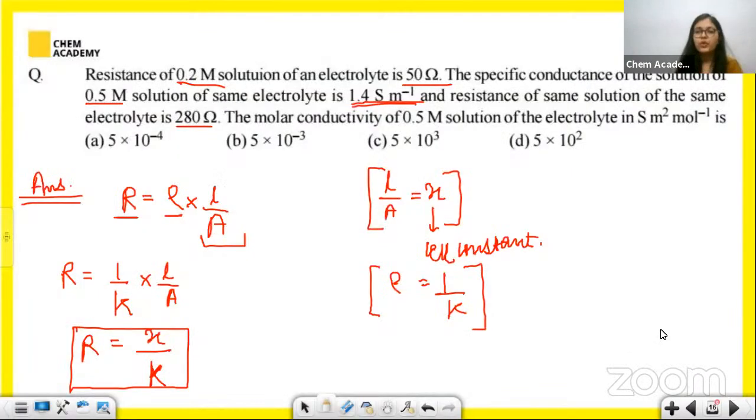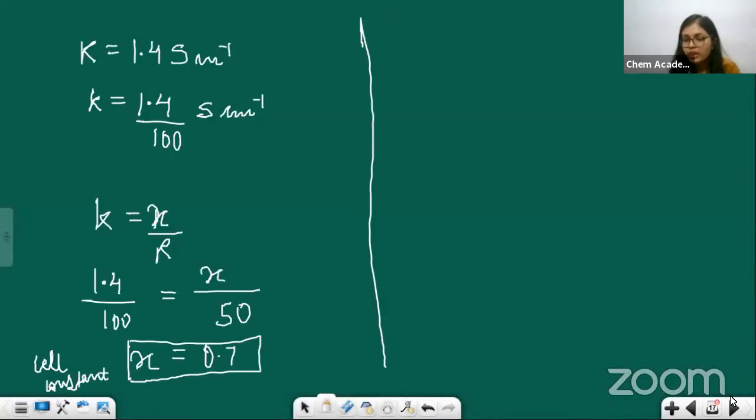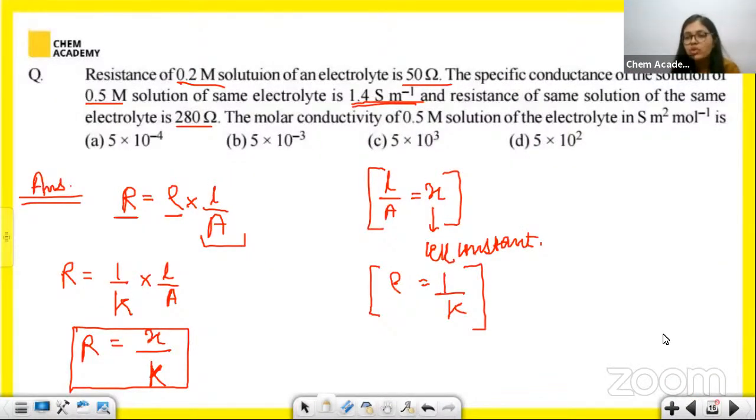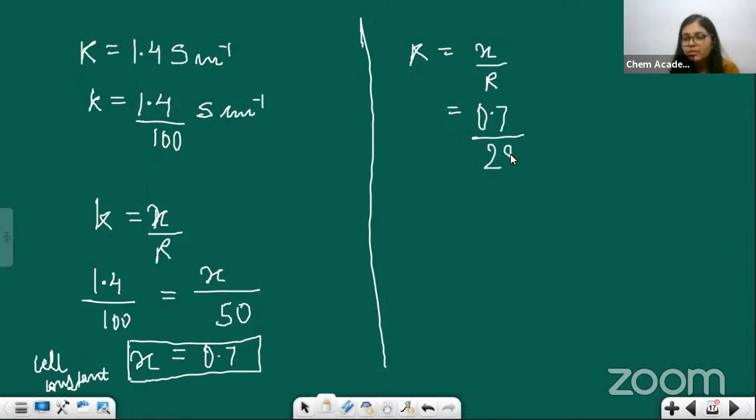let us see what else we have to do. Now we have to calculate the specific conductance of the solution. We have to calculate the molar conductivity of the 0.5 molar solution. Now that we have calculated the cell constant, we will calculate the kappa for a 0.5 molar solution. How will we do that? Again, we will use the same formula, K equals X upon R. We know that the value of X is 0.7, but this time we will take the resistance for the 0.5 molar solution, which is 280.